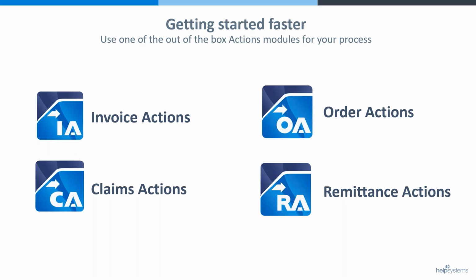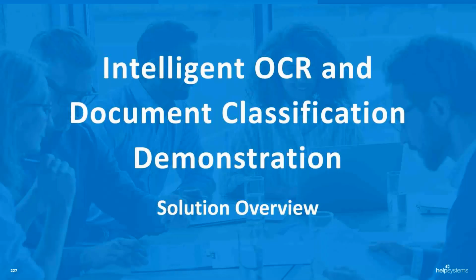So if an invoice comes in, when it classifies an invoice, it knows the data that's needed to be able to process out the invoices. Same thing with order actions and claims actions and remittance actions. Once it detects those different document types, it can then extract the data at those different layers.